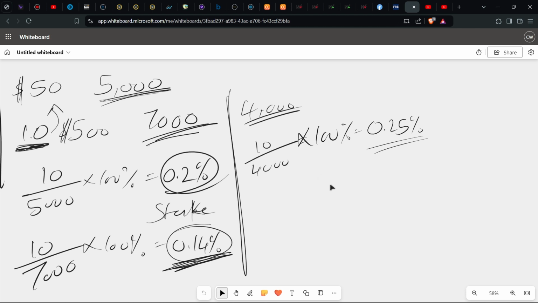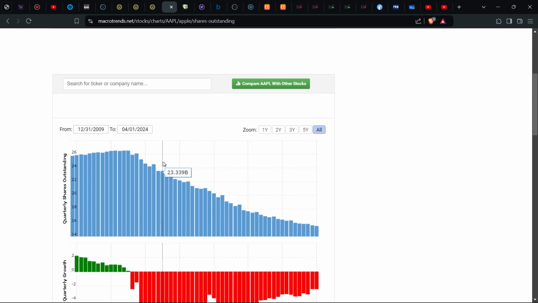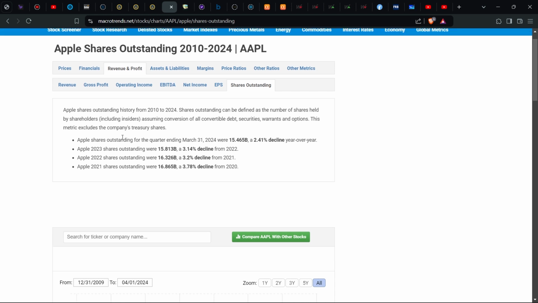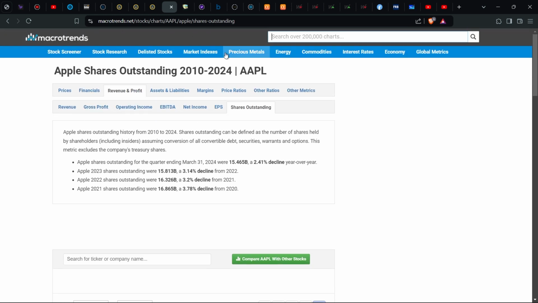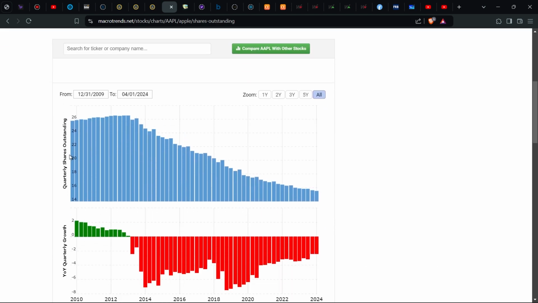Let's check the number of outstanding shares for Apple. Here we are. This is a chart of the total number of shares outstanding from Apple. Shares outstanding for the quarter ending March 31st, 2024 were 15.4 billion. And you can see the website here, Macrotrends, Apple shares outstanding.